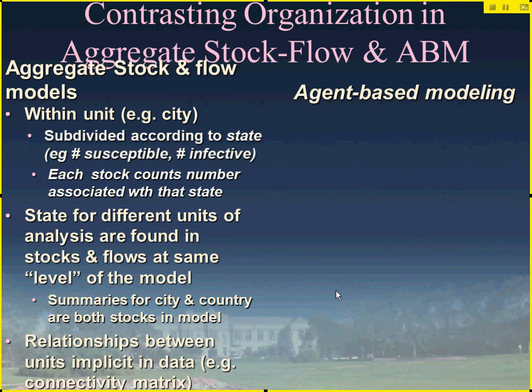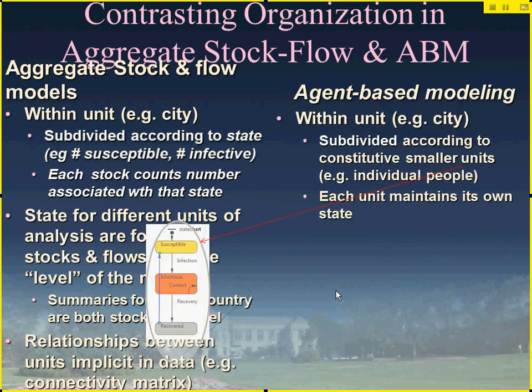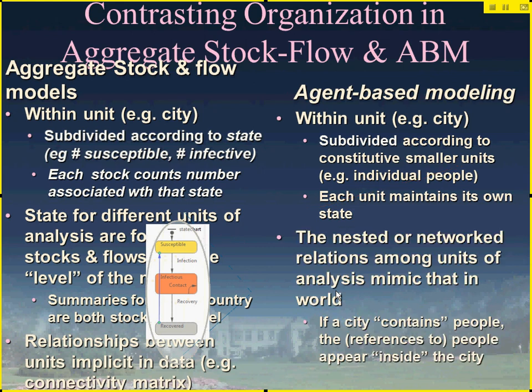It's all sort of at a horizontal level. The relationships between these units, sort of how much one city contributes or another, is left implicit. By contrast, within an agent-based model, again subdividing it according to individual, the organization, instead of being according to state, is according to individual. And within each individual, they maintain information about their current state. Their state with respect to one set of characteristics or another, with respect to their current properties. That's all maintained within the individual.